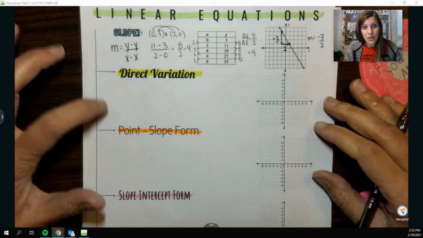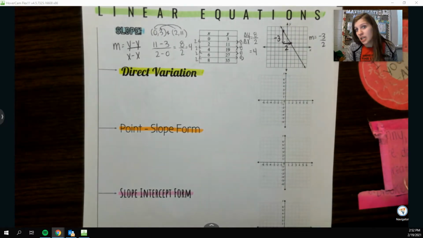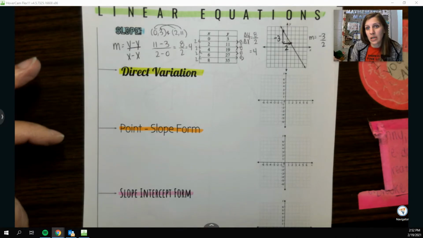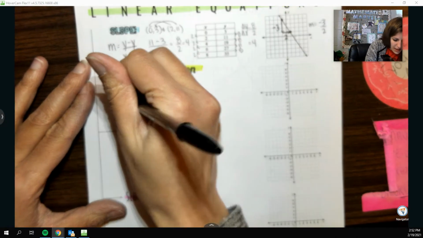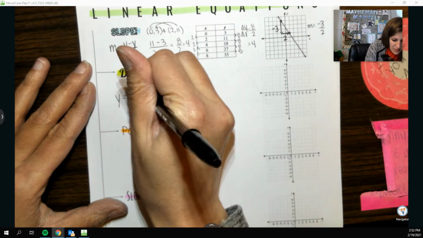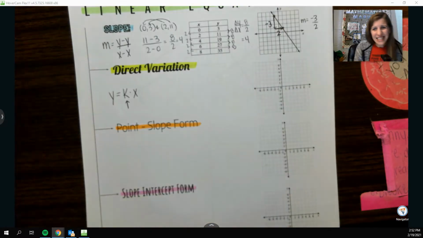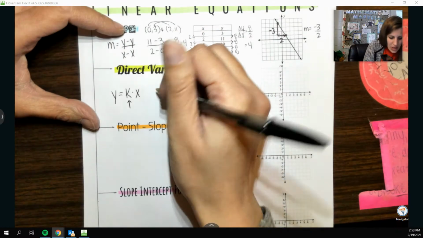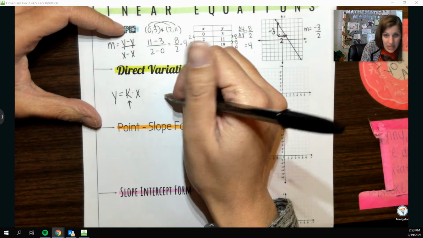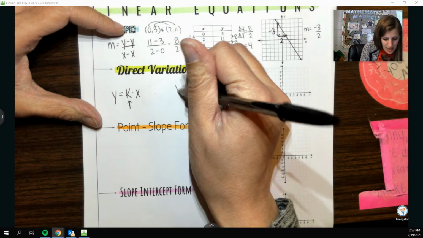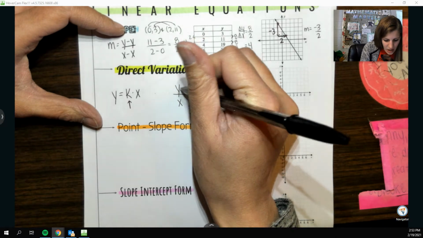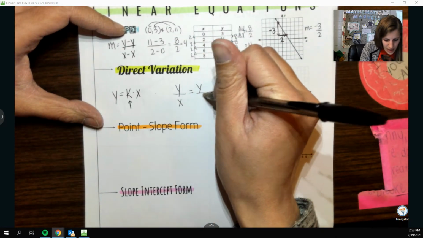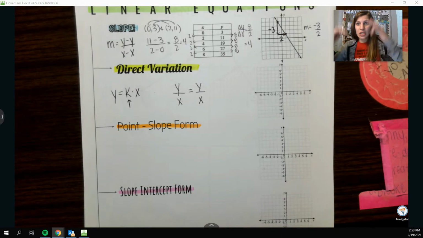Now, after we talked about slope, we talked about direct variation. Direct variation is the most basic linear equation that we have. It's written like y equals k times x, where k is really slope, but it's better than most slopes because no matter where I go on the line, it's always the same. So another really important thing that we did with direct variation was that we would say that y over x is equal to y over x because they're always changing the same amount.